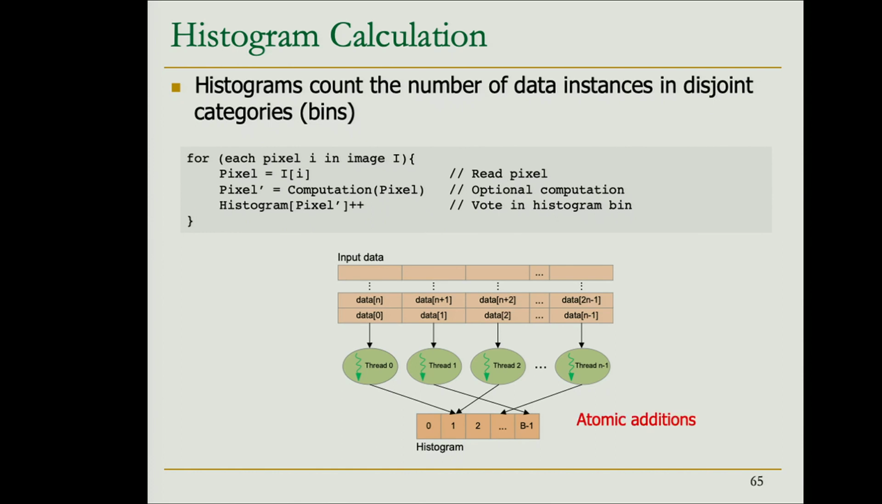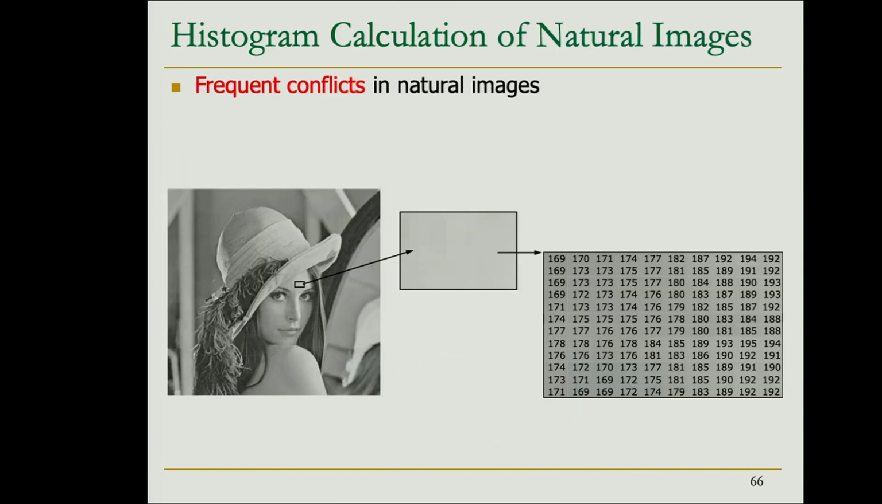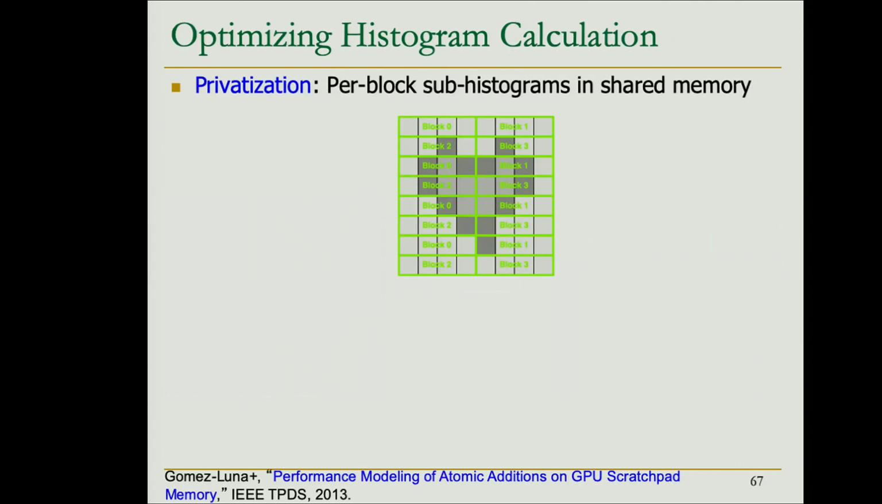And this entails serialization, and the performance of the program might go down very quickly. And this is very frequent in histogram computation of natural images. Why is that? Because it is very likely that these pixels have the same value, right? So for example, these threads are reading all these pixels, and these two are reading pixels with value 192. And the distance between these two pixels is 2. So for sure, or very likely, they're going to belong to the same warp, right? So this will entail the serialization.